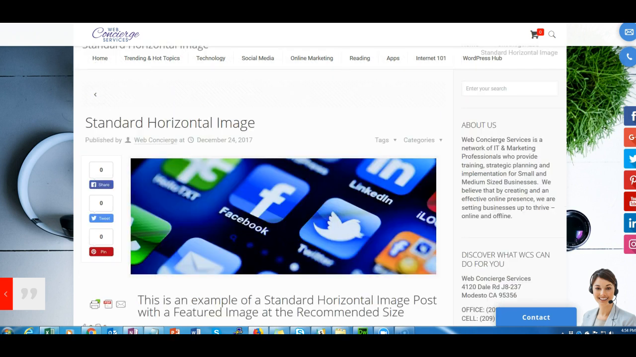Okay, and now this is back to the horizontal image post format, but this time with an appropriately sized featured image, which is 1200 by 800, just in case you weren't aware of that. Okay, so far not stunningly different between the two. Let's see if we can make a little discernment here.